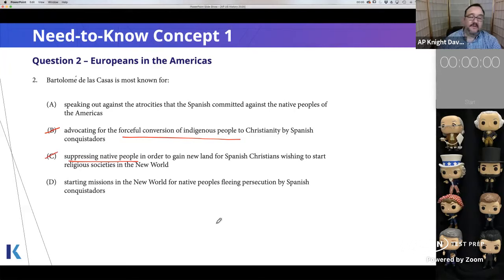So now you have a 50-50 choice, even if you didn't know anything about this guy, because just from reading his passage, you'll know he does not do B or C. So there is speaking out or starting missions. Which one of those, think, is going to be more time intensive? Starting missions, that's a pretty big deal. Speaking out is also a big deal, but you have to be there for a while to do these things. And he didn't build missions, but he did speak out against the atrocities.